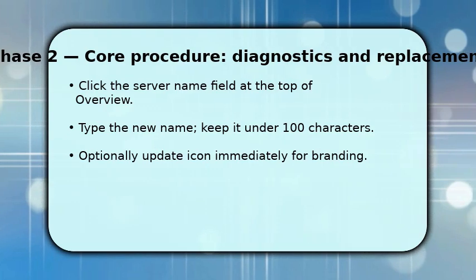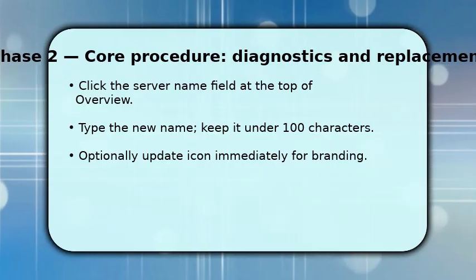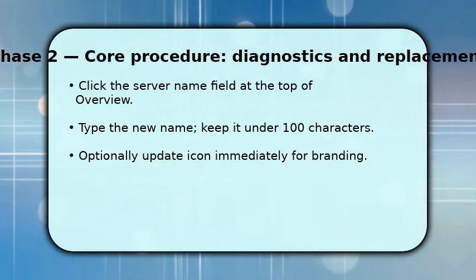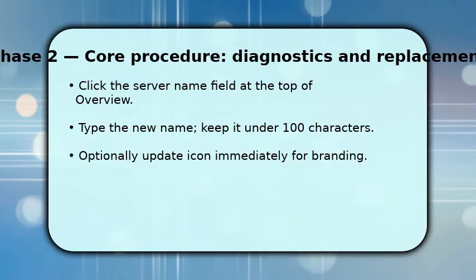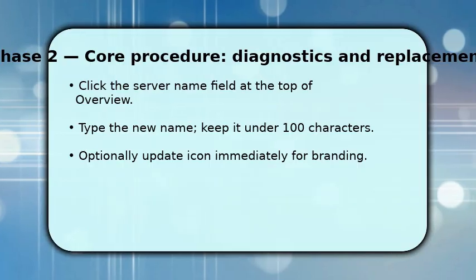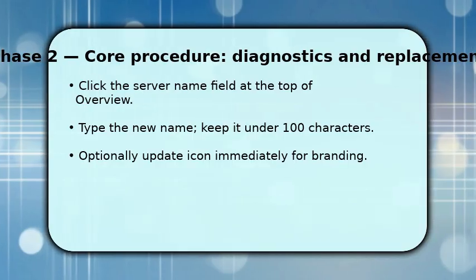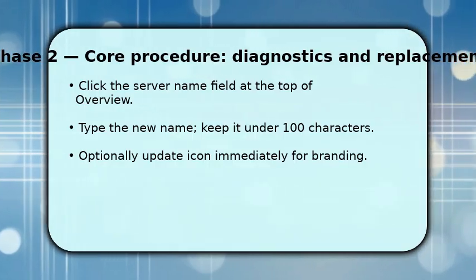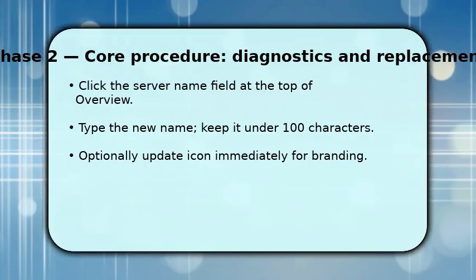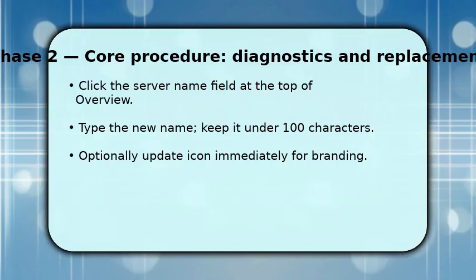Now you click the server name field at the top of the Overview tab and type the new name. Use a clear, concise name so members recognize the community. Discord allows up to 100 characters, but shorter is better. If you want consistent branding, also change the icon here, upload a square image, and Discord will crop it to a circle. Once typed, pause and review spelling and punctuation, because the new name is visible instantly to all members.